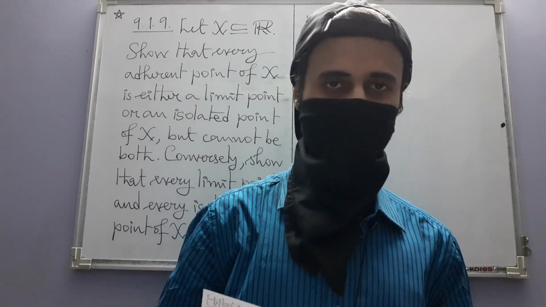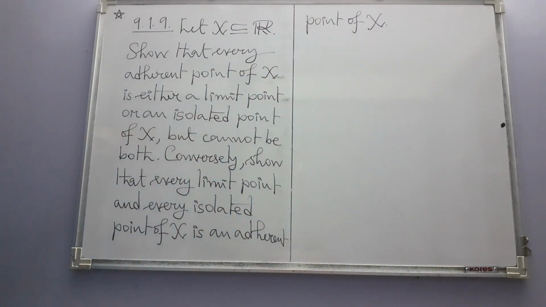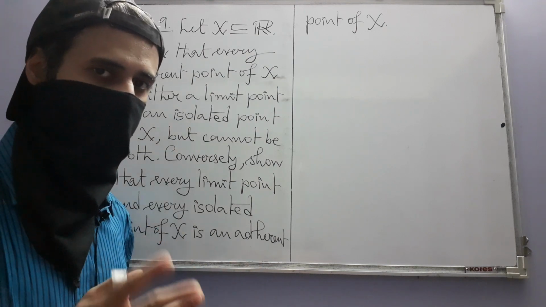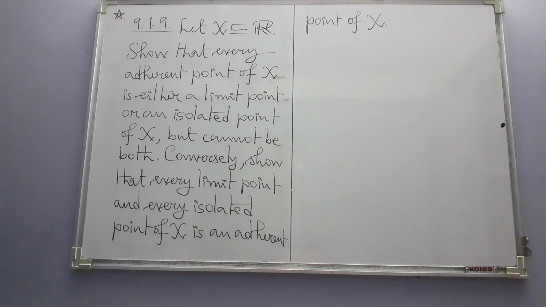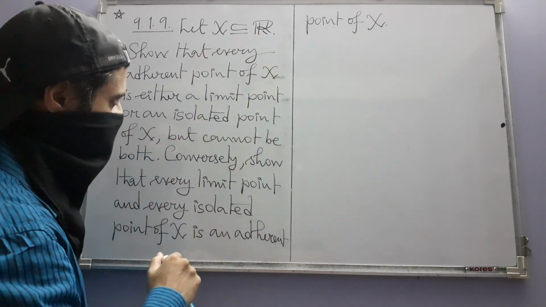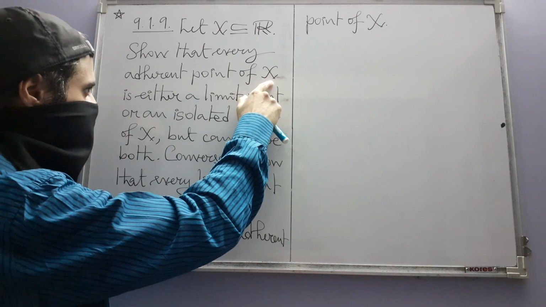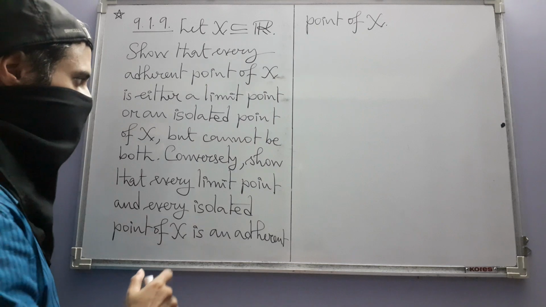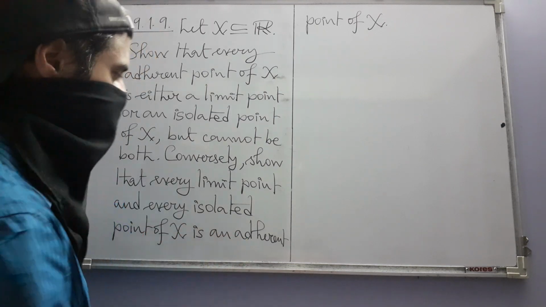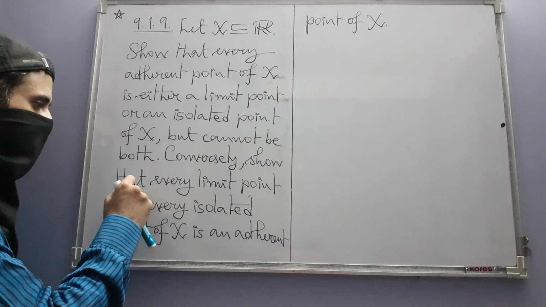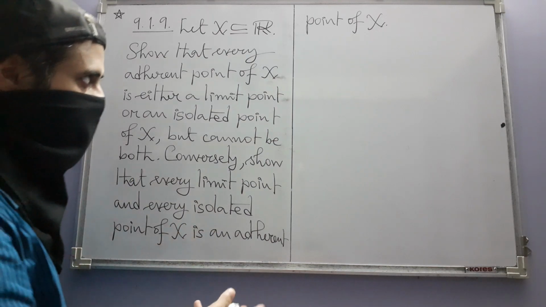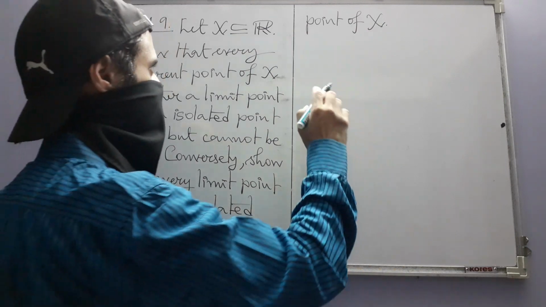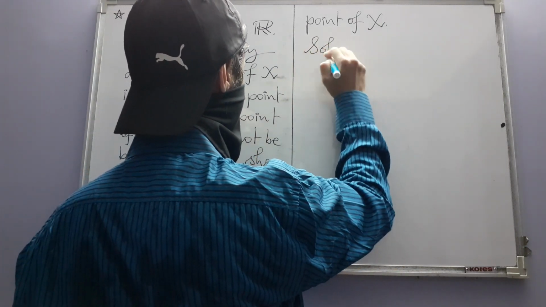Okay, so let us continue our exercises. In this ninth one, we have to prove what we have mentioned a few times before, namely that if X is a subset of R, then any adherent point of X is either a limit point of X or an isolated point of X, but of course not at the same time. Conversely, every limit point and every isolated point of X is also its adherent point. So let's see how this can be established.